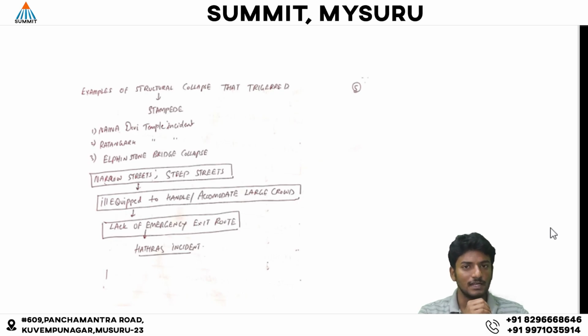In the Hathras incident, around 120 casualties have been registered. The prime reason is this lack of exit routes. If there were proper emergency exit routes, the crowd could have moved out through them, and the stampede would not have taken place. But lack of exit routes aggravates the situation of the stampede. So this one factor, that is poor urban infrastructure, is responsible for the stampede.